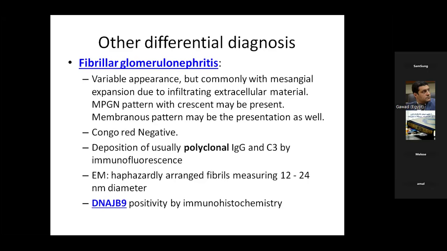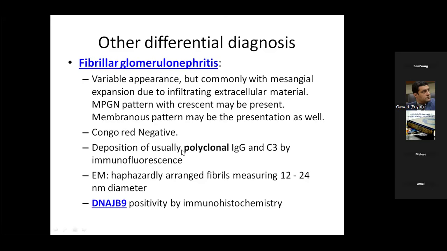The deposition is usually polyclonal IgG, so it's an immune complex mediated GN with polyclonal IgG and C3 under immunofluorescence or immunohistochemistry. So that's another differential diagnosis from amyloidosis. Amyloidosis was just, immunohistochemistry was used for its immunophenotyping, for its known subtypes, but fibrillary GN is an immune complex mediated GN, it's polyclonal.